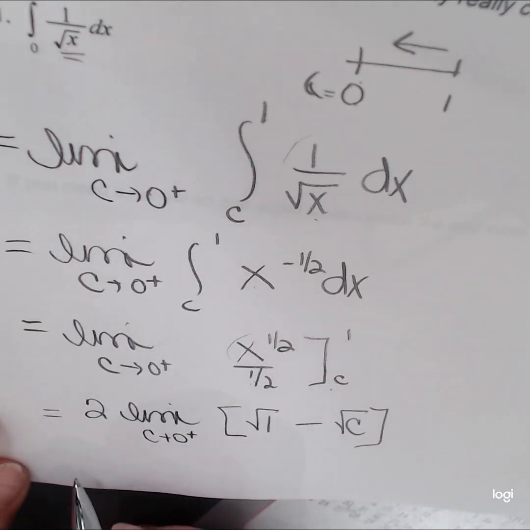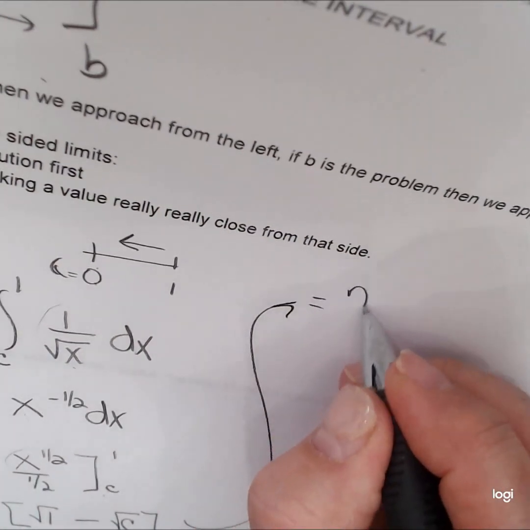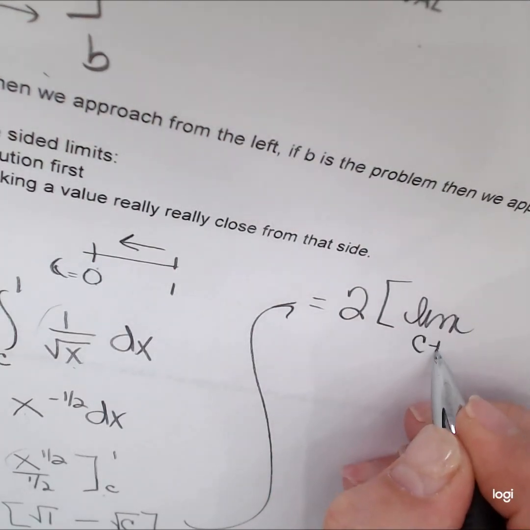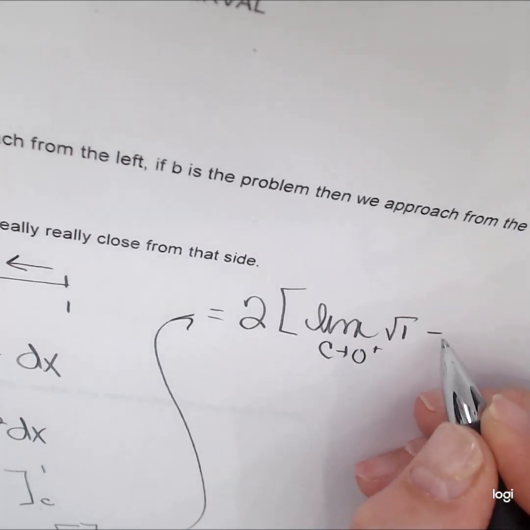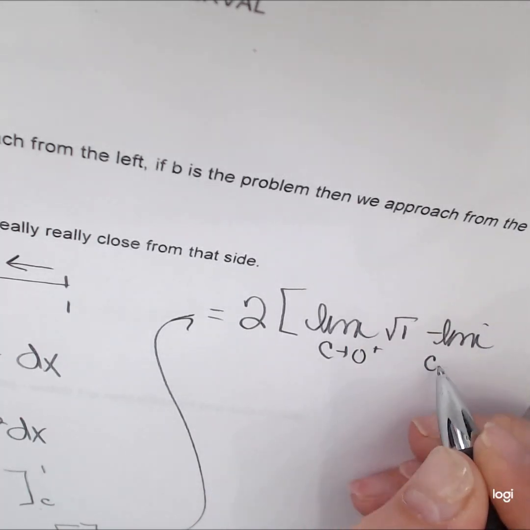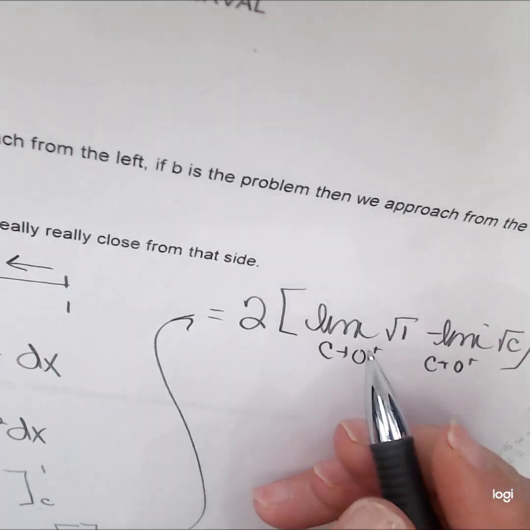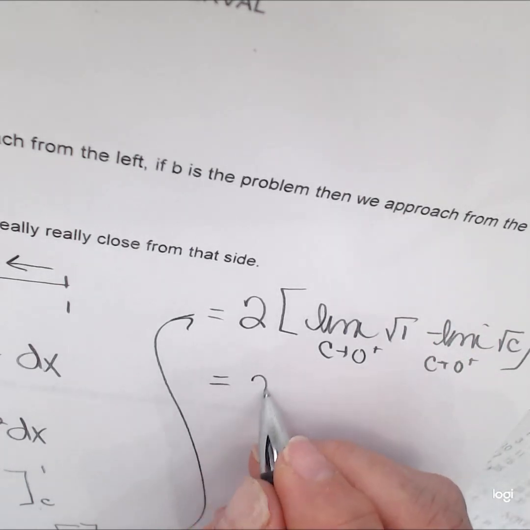Now, if you need to split this up into two separate limits, this is going to be 2 times the limit as c approaches 0 from the right of the square root of 1 minus the limit as c approaches 0 from the right of the square root of c. Now, the limit as c approaches 0 from the right of square root of 1 is still going to just give me the square root of 1.